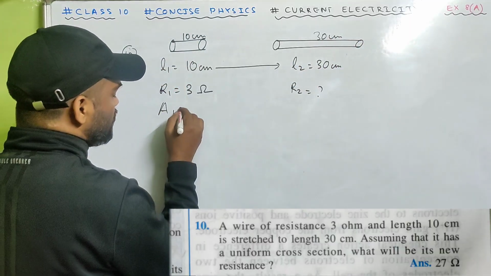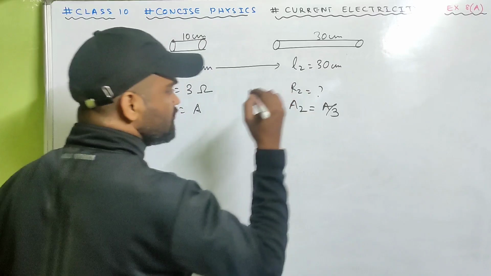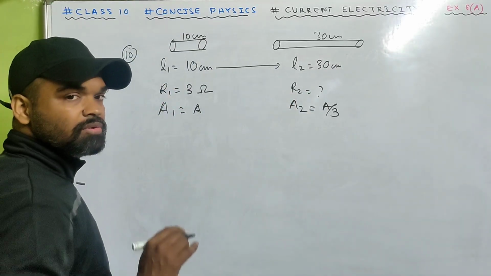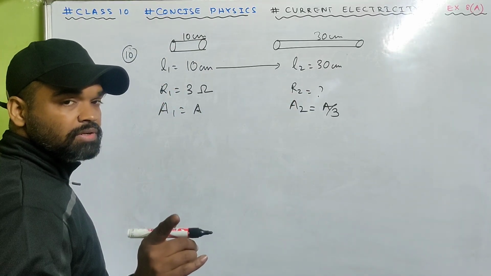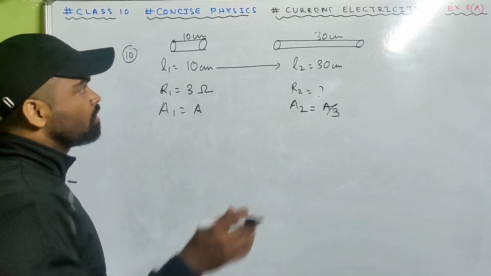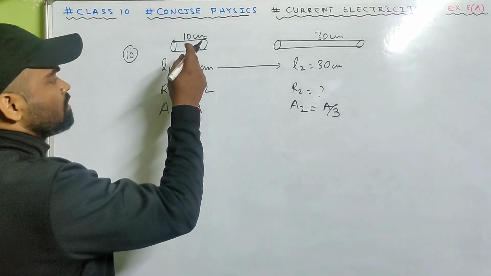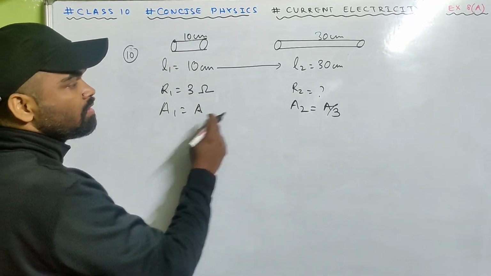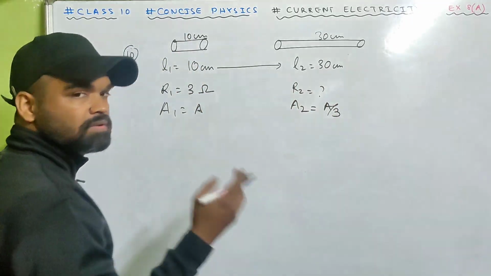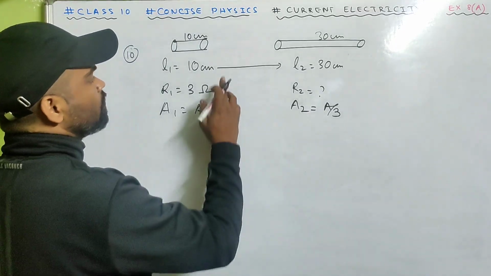Then if the area is A, then over here area will be A by 3. That you need to know. Yes or no? Because the volume is same too. Volume is what? Length into area, that is constant. So 10 into A is 10A. 30 into A by 3 is again 10A. The volume has to be constant. Now look carefully. What they've asked?